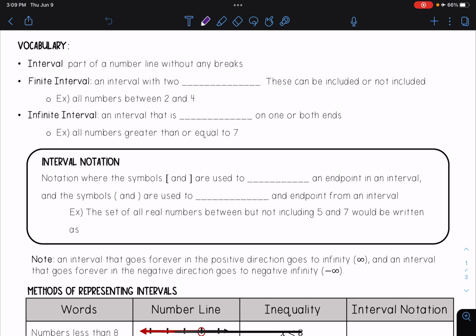So for instance, if I had the number line here, 1, 2, 3, 4, 5, an example would be an interval between 2 and 4. So I'm looking at all the numbers between 2 and 4. And a finite interval is an interval with 2 endpoints.